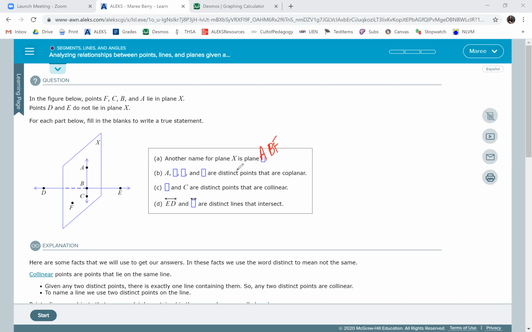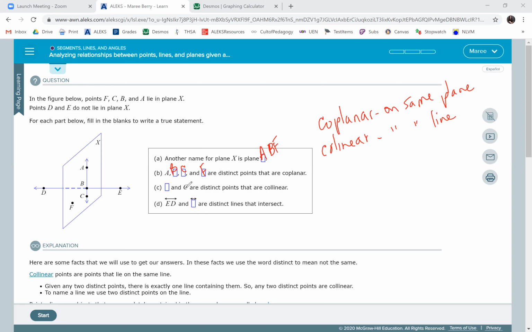Now we want distinct points that are coplanar. Coplanar means on the same plane. And collinear is very similar. It's on the same line. Now these 2 little dots right here are ditto marks, and that just means I didn't want to rewrite the word, so I put ditto marks there. So we know A is a point on the plane, B, C, and F we have to add here. So those are all points that are on the plane and they're separate from each other.